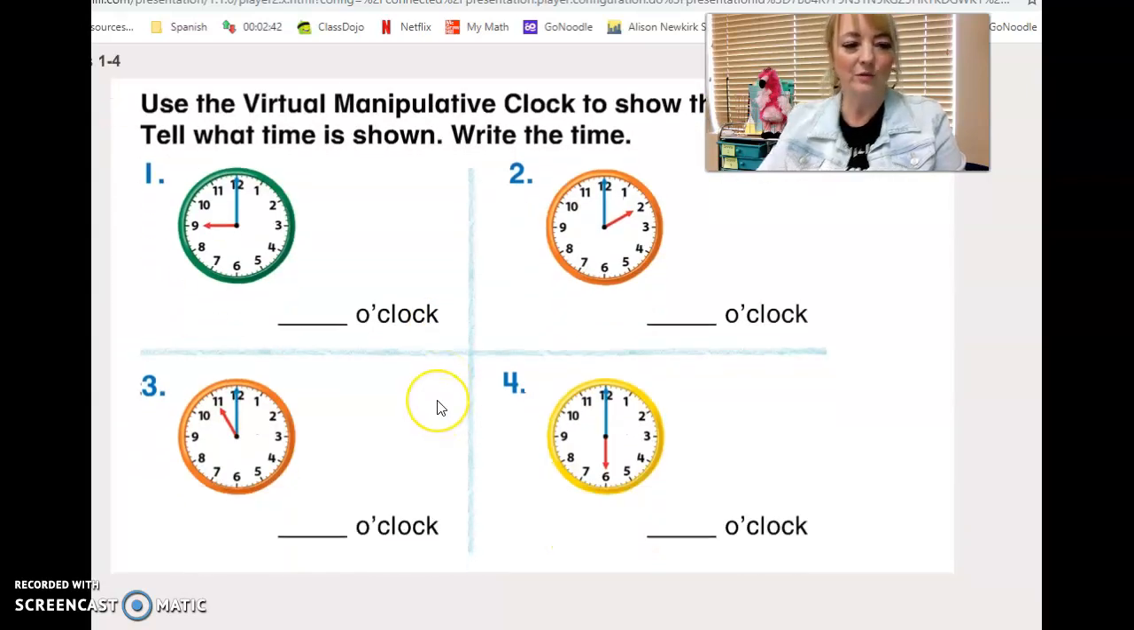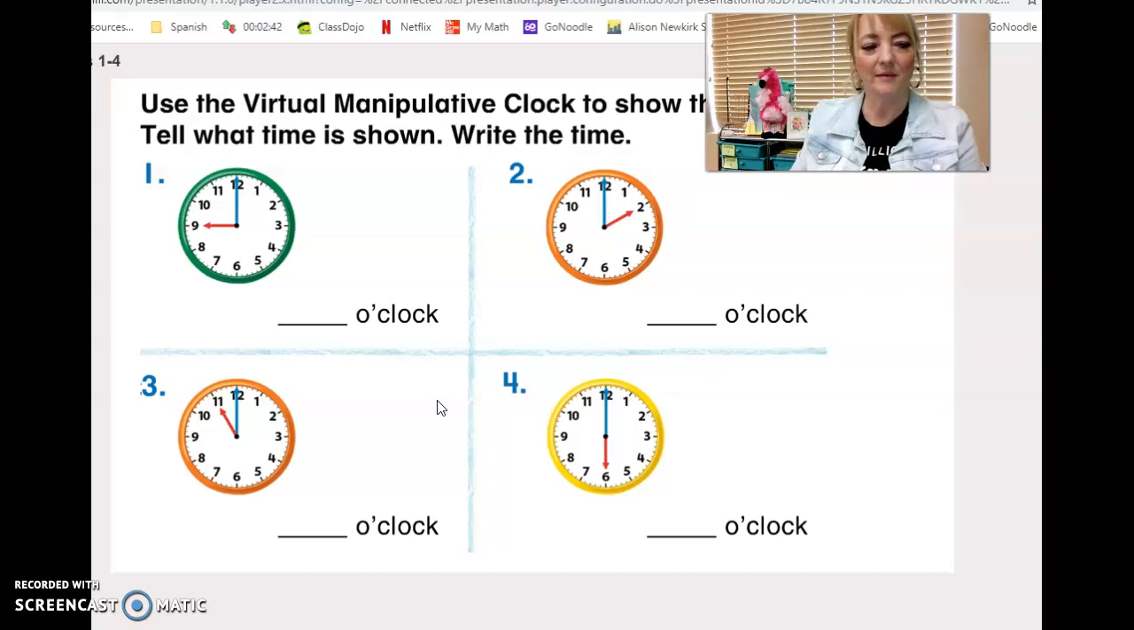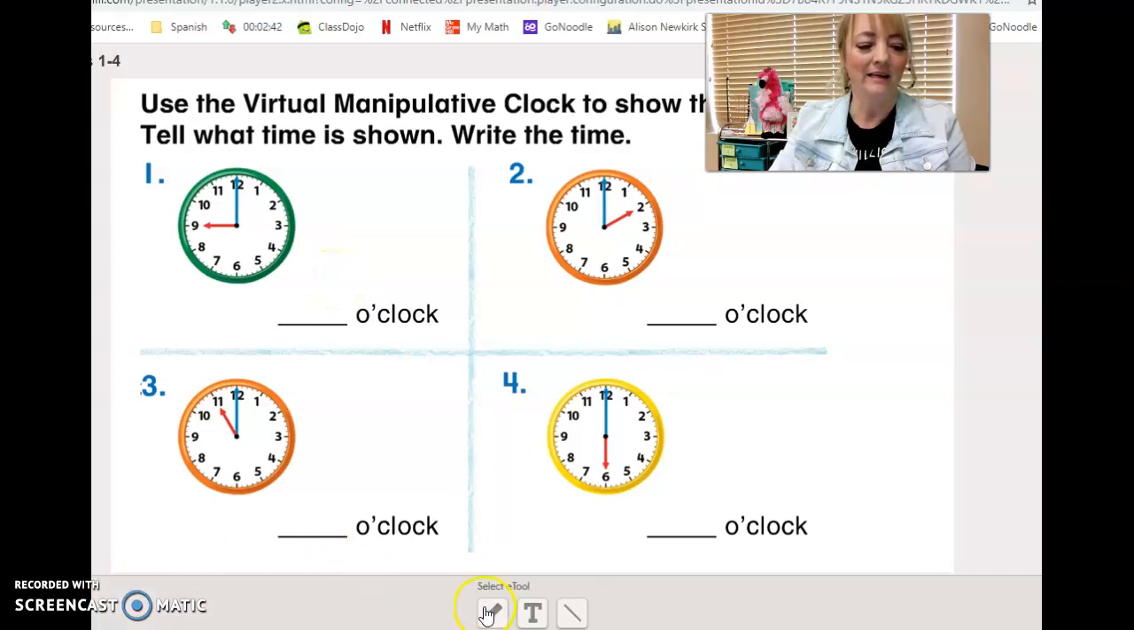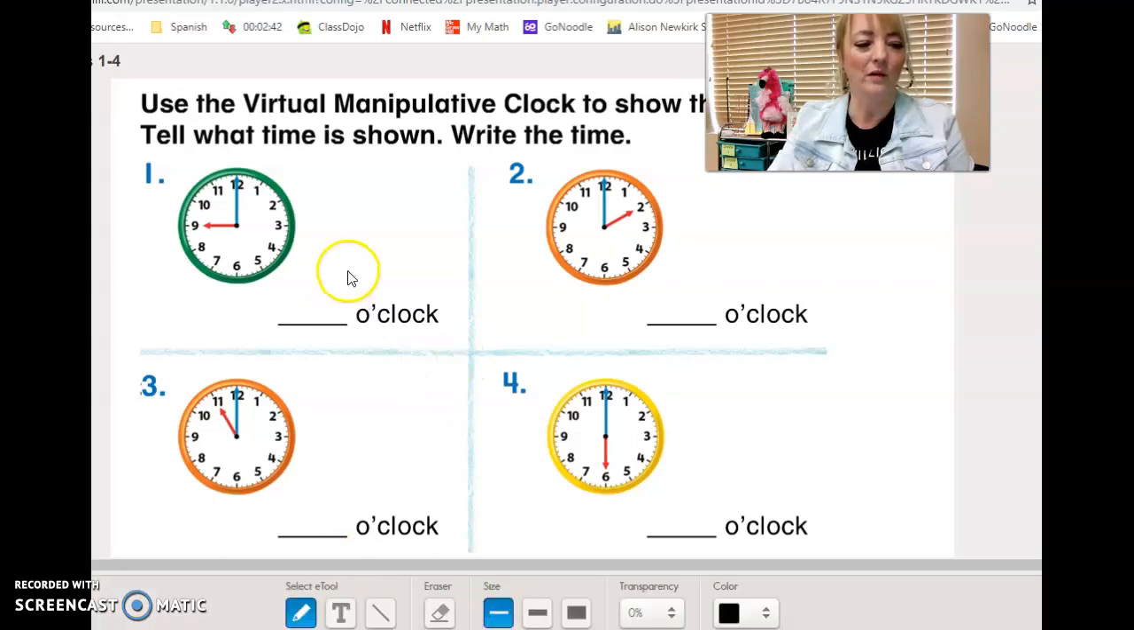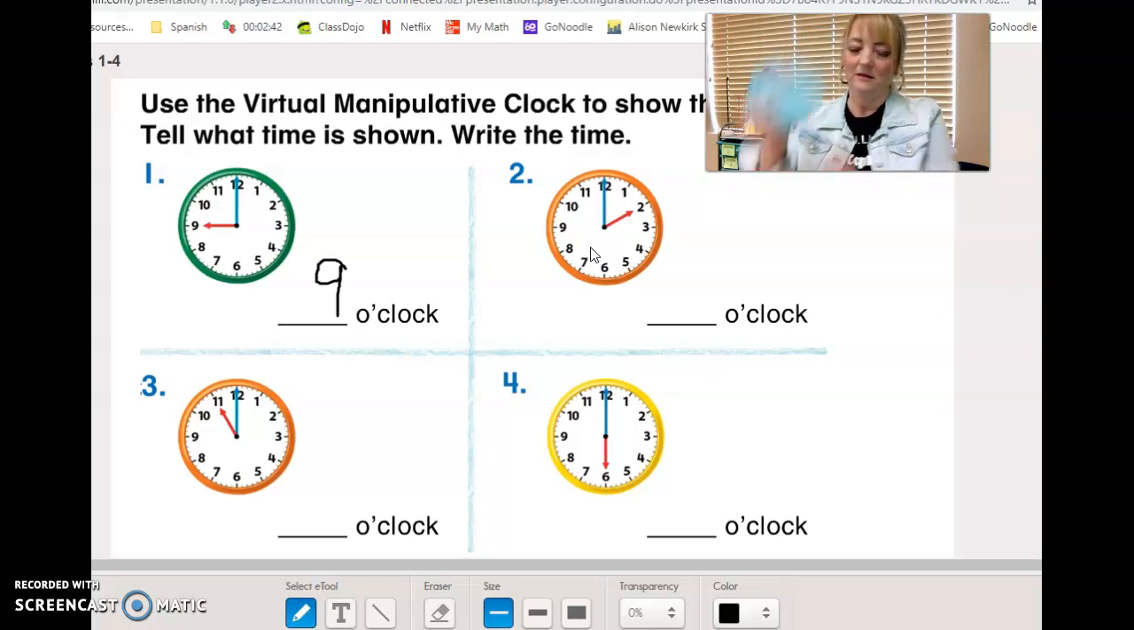Now, use the virtual manipulative clock to show the time. Tell what time is shown. So here we have the virtual manipulative clock. I'm just going to use this. Here we have the hour hand pointing to the 9, and the minute hand once again straight up, so that would be 9, and it already has the word o'clock written for you. And we'd show that on our clock. Practice on your clock. 9 o'clock.